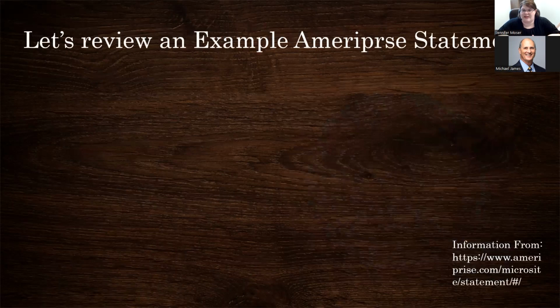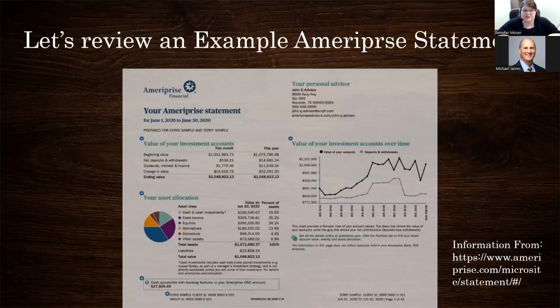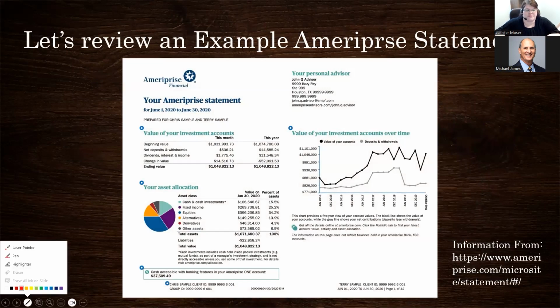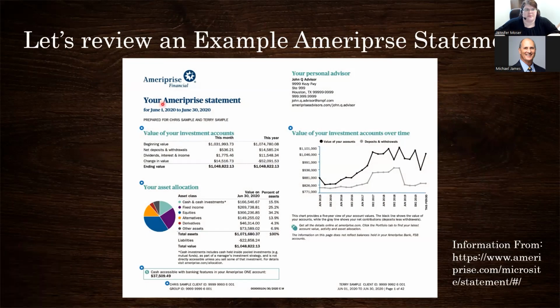So let's review an example of an Ameriprise statement. Here's an example. In an Ameriprise statement, you have up here at the top the Ameriprise financial statement. The first thing that we're going to review is the values of your account. This is usually on the first page. It shows you beginning balance, net deposits, dividends, and your ending balance.